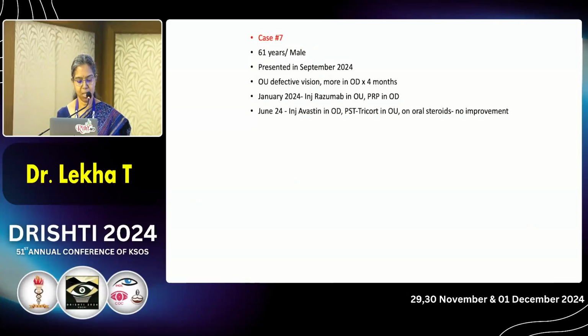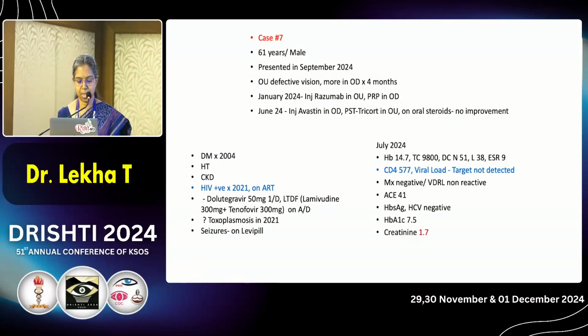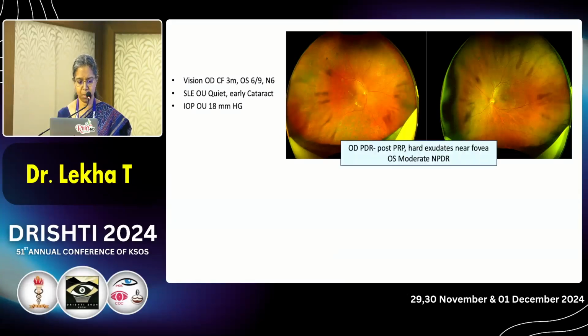This is my last case, a 61-year-old male who has been having defective vision for the last few months, already undergone anti-VEGF injections and PRP in one eye, and he was also treated for inflammation elsewhere with periocular and systemic steroids. Systemic history revealed diabetes, hypertension, CKD and HIV, and he was on ART. His recent CD4 count was good and viral load was not significant. On examination, vision was counting fingers in the right eye, 6/9 in the left eye, anterior segment was quiet.